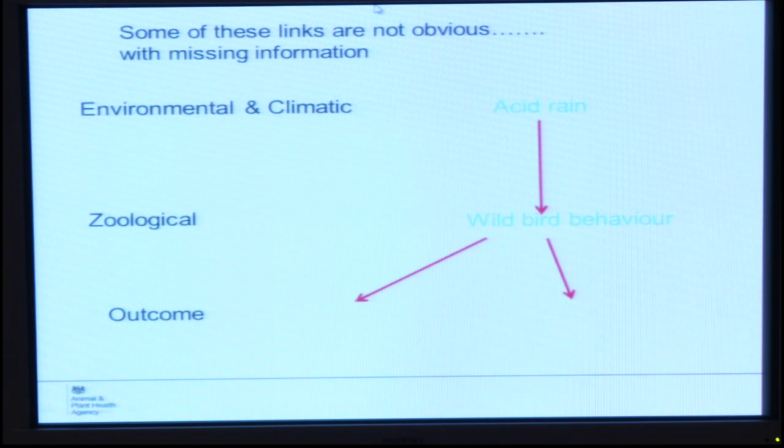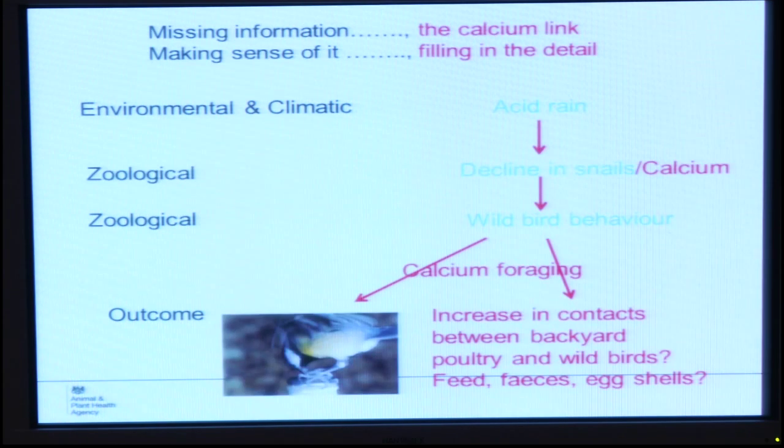So if you pull out something from, say, acid rain from the environmental and climatic driver category, and then a zoological one, wild bird behavior, well, I'm a bird watcher in my spare time, but I have no idea how acid rain could affect bird behavior, let alone what outcomes could result from that. But if I fill in the missing link, that is that acid rain dissolves out calcium, so you get a decline in snails, which the birds rely on for calcium to make their eggs, then it starts to make sense, because the change in wild bird behavior is calcium foraging.